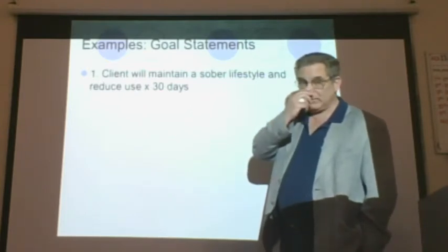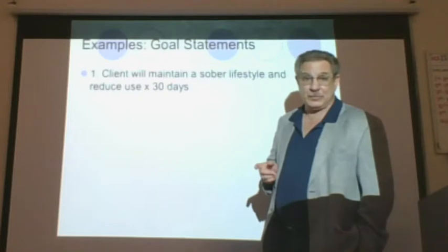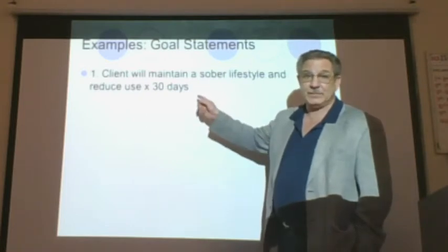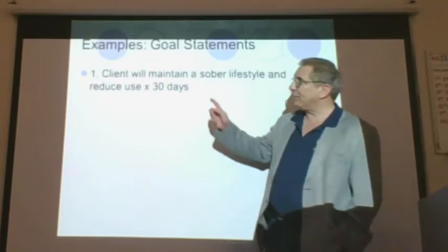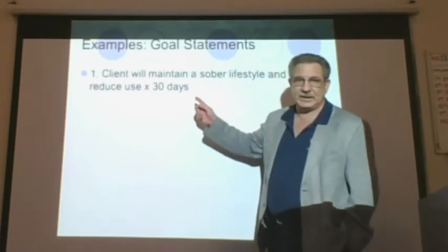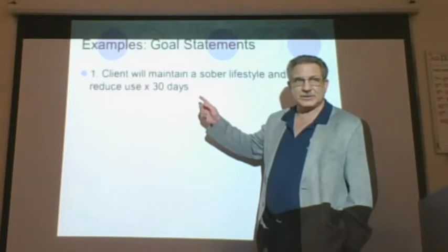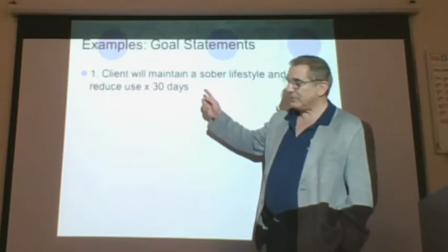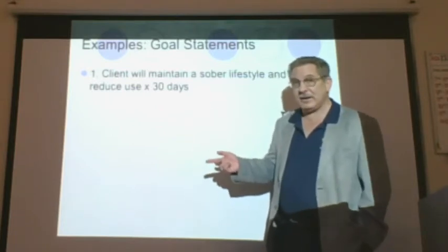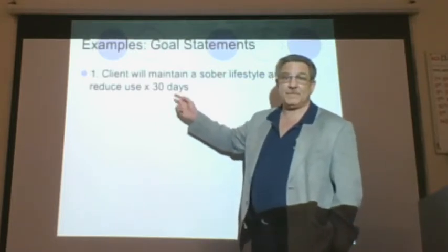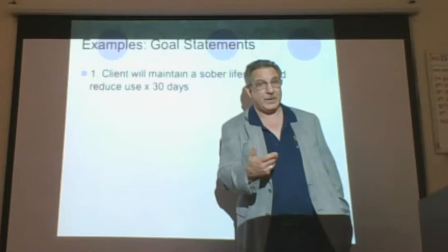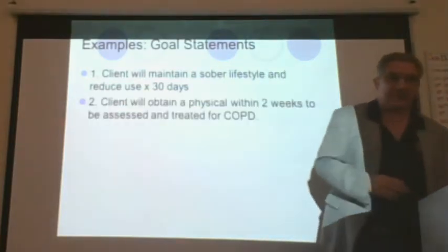Now, does that mean that he's going to reduce use or stop? Well, if you're good, he'll stop. Right? But you also don't want to hang yourself with the client. If reducing the times 30 days is achievable for the client, then you put reduce. If stopping times 30 days is achievable for the client, then you put client will discontinue use times 30 days. You and the client have to agree upon this. That's what it's all about.